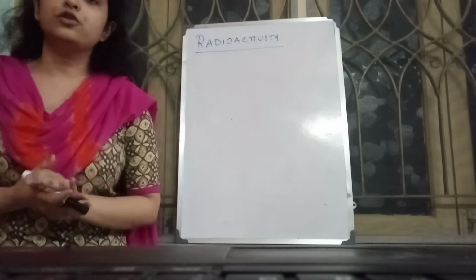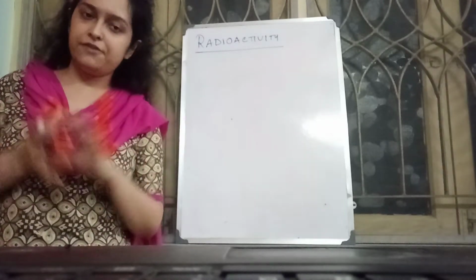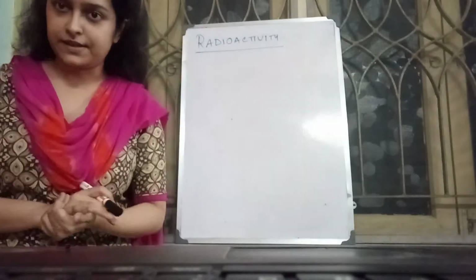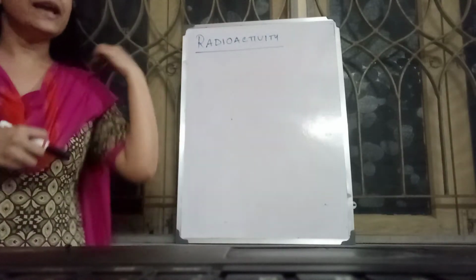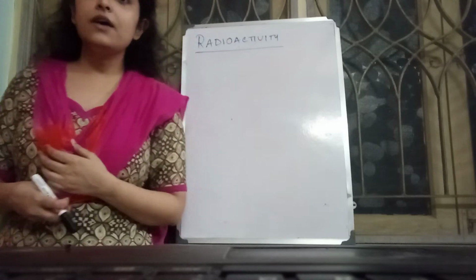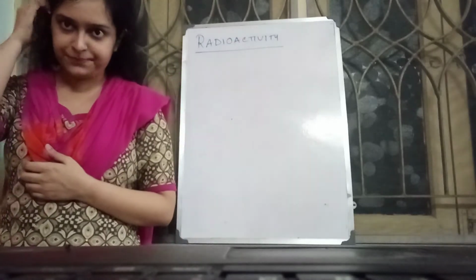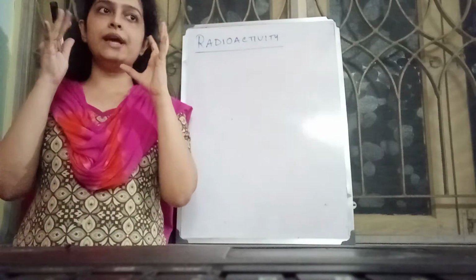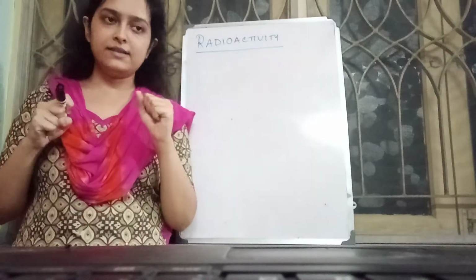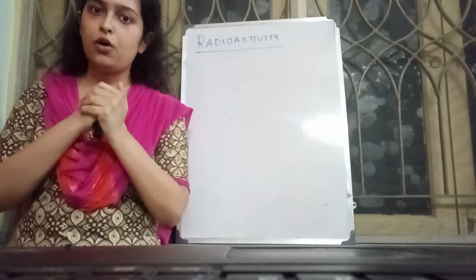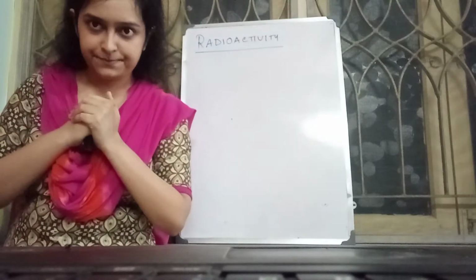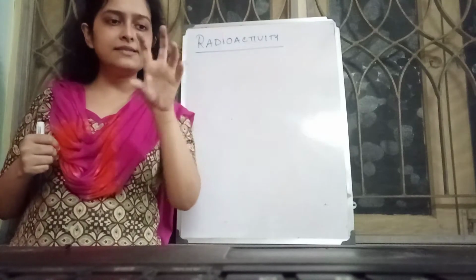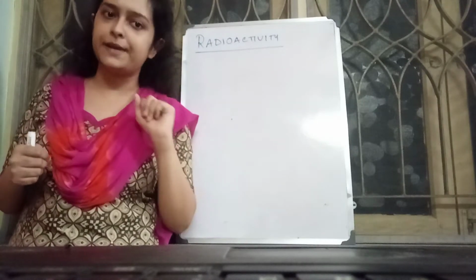Now we will move on to radioactivity. We have completed the introduction, everything. Now radioactivity was discovered by Henry Becquerel. He once left a uranium compound wrapped in black paper on a photographic plate in a lab. So after he came back, he found that there was some change in the photographic plate.